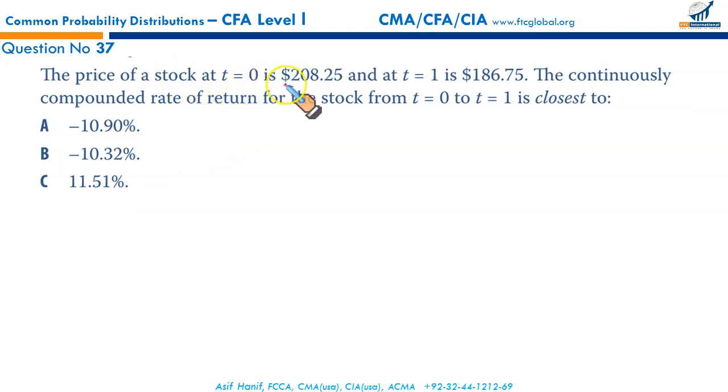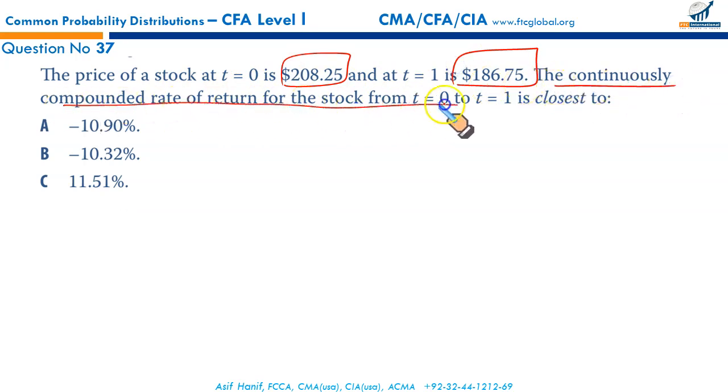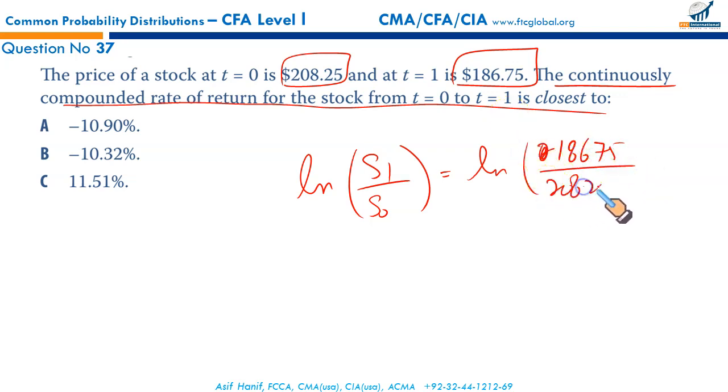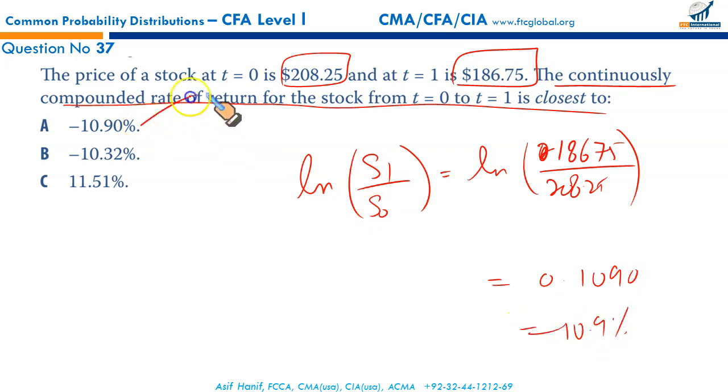The price of a stock at T0 is 208.25. At T1 it is this. The continuously compounded rate of return from T0 to T1 can be calculated using ln S1 on S0, which is ln of 186.75 upon 208.25. Simply plug it in your calculator and you should get your straightforward result. Since the price has fallen, it will give you negative 0.1090, which is approximately 10.9%, negative. That makes A the correct option.